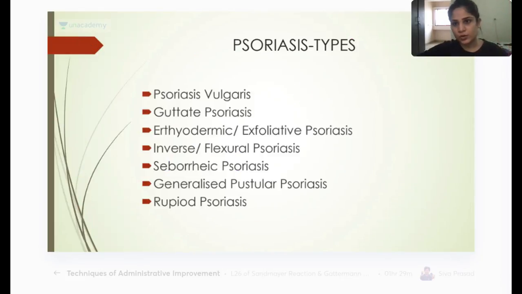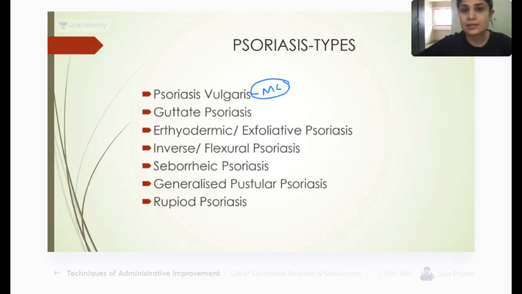Next is the types of psoriasis. They love to ask questions on this. So whatever other one-liner questions are asked on this, I will tell you. So which is the most common type of psoriasis? Overall most common type of psoriasis? Psoriasis vulgaris, correct? It is present all over the body, on all extensor surfaces of the body, you will have it.